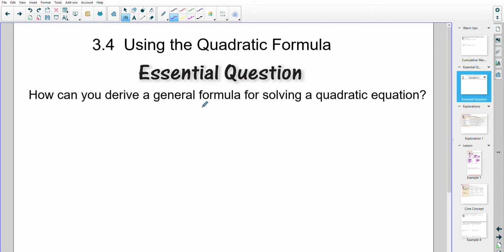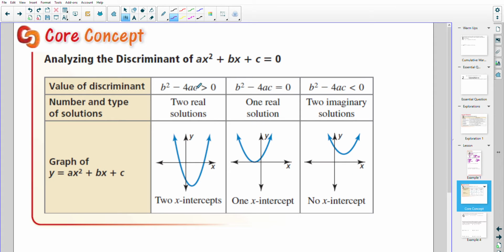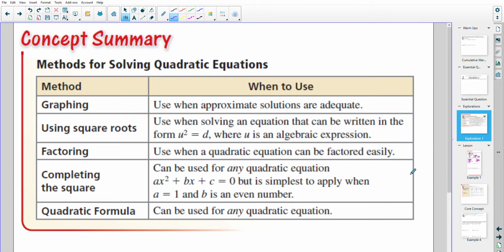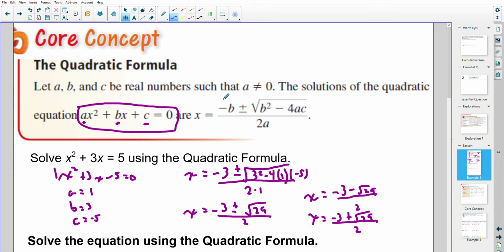Using the discriminant in the quadratic formula to help you find out the number of solutions to a quadratic equation. How's that for a mouthful? So in the quadratic formula, you can see that there is something called a discriminant, and the discriminant is going to be this part of the quadratic formula, b squared minus 4ac.